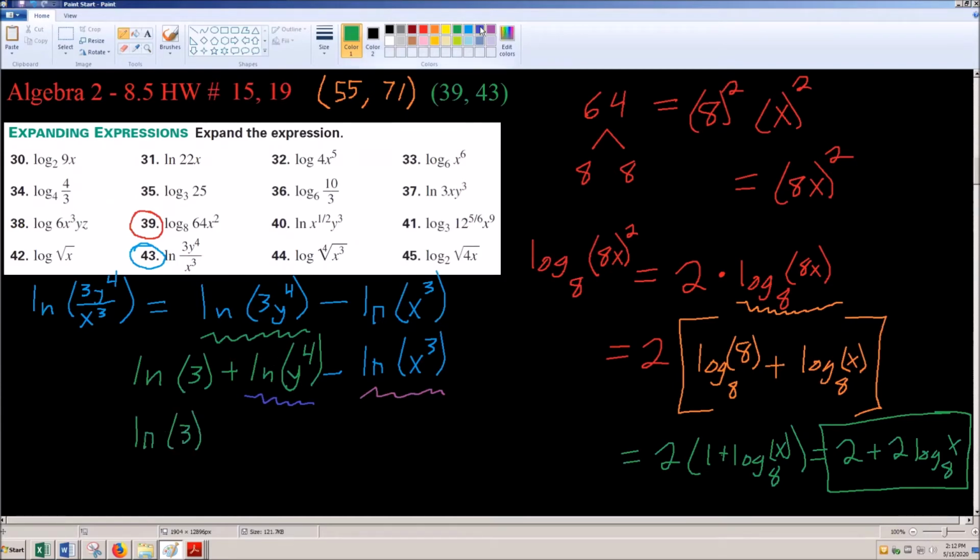This thing right here is going to get this exponent out in front. So y to the 4th is really like saying plus 4 natural log of y. And then I'm going to say subtract. Now this 3 is going to come out in front, natural log of x. And we are good to go.